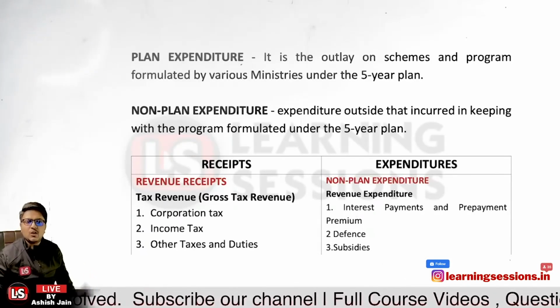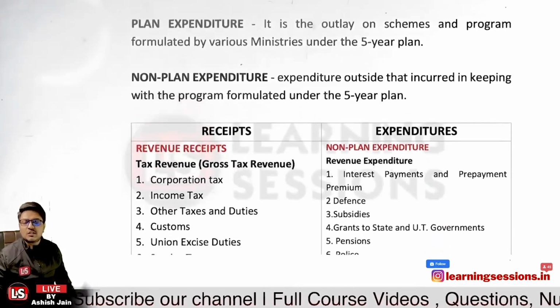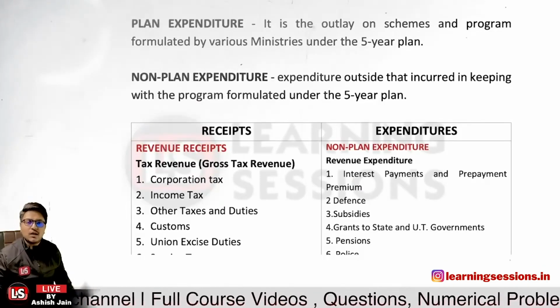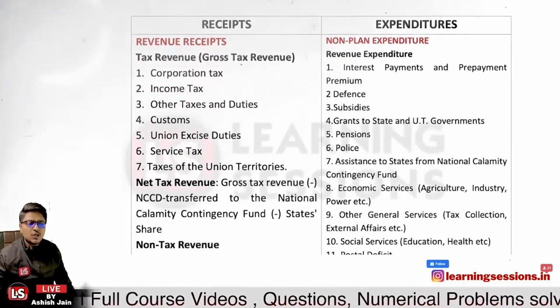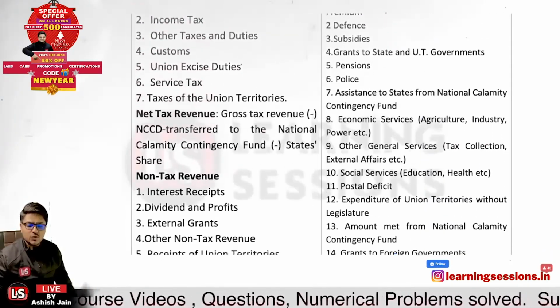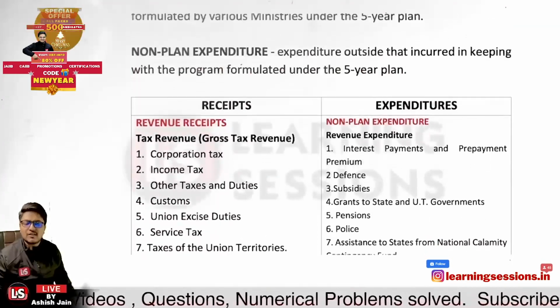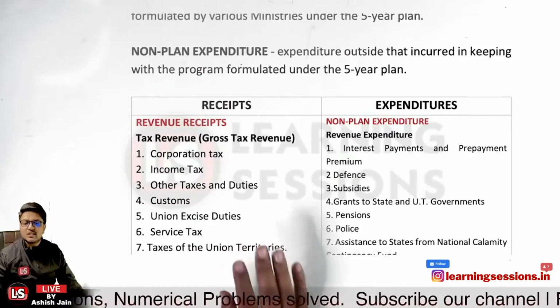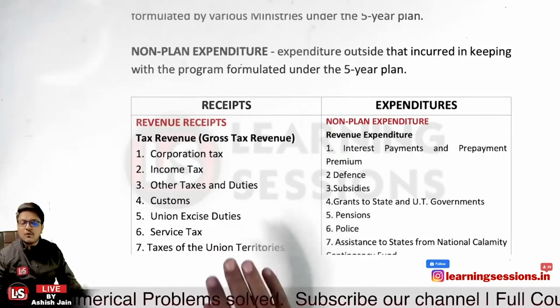So first of all, it is related to the receipt side, that is the revenue receipts. So revenue receipts are related to what? Those receipts are related either to tax revenues or to non-tax revenues. So we will be looking at the tax revenues first of all. Let us have a look at the gross tax revenue, that is the aggregate of all the taxes.